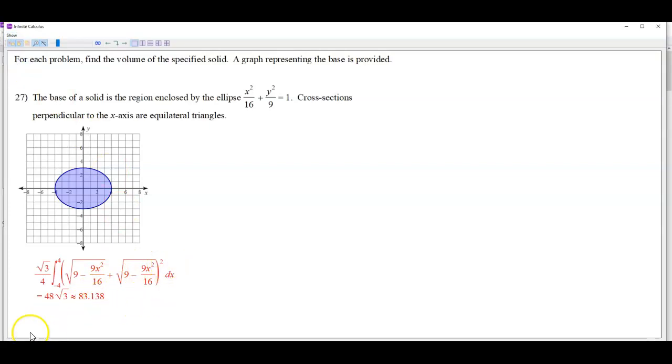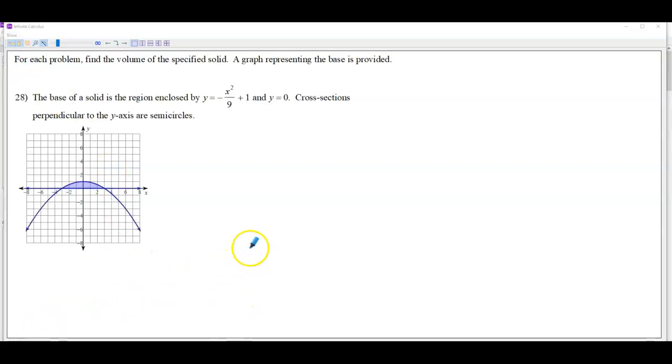83.138. So what is significant about number 28 is this statement right here. We're now going to be doing perpendicular to the y-axis. So number 28 is our first step in a direction different from the past few problems we've been doing. Everything we've been doing up to this point has been perpendicular to the x-axis with these cross-section problems.